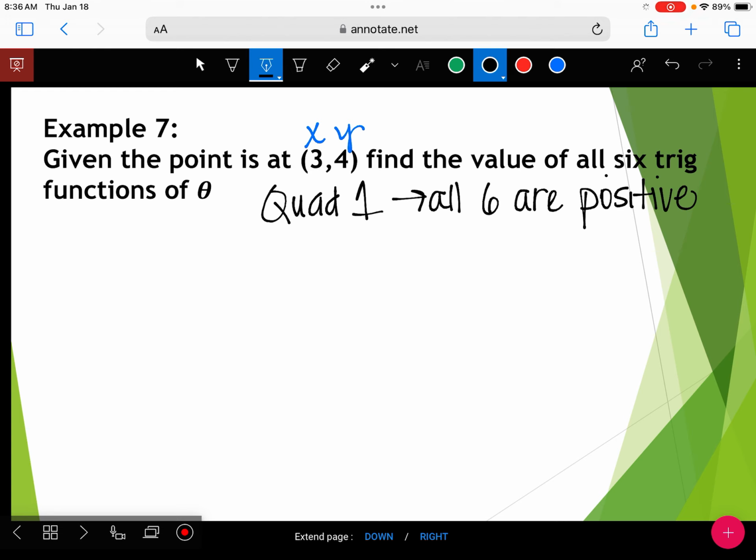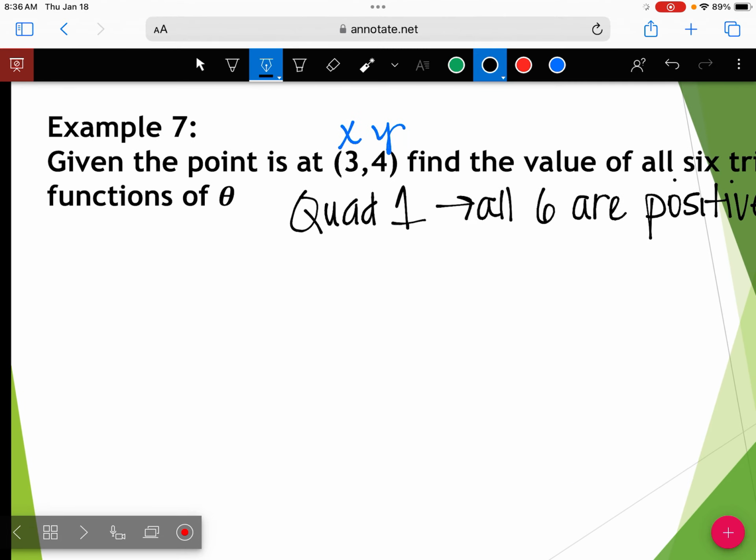But we're missing something because we don't know the radius. We know x and y, but we don't know the radius. So we're going to use the Pythagorean theorem. Who remembers that from geometry? So our Pythagorean theorem is r squared equals x squared plus y squared.